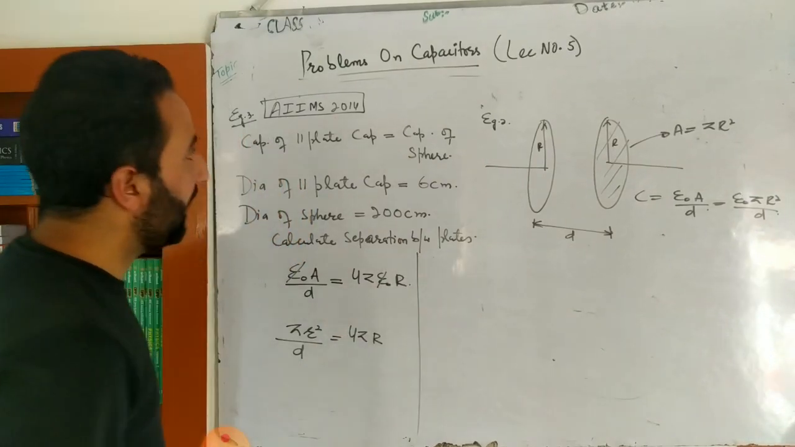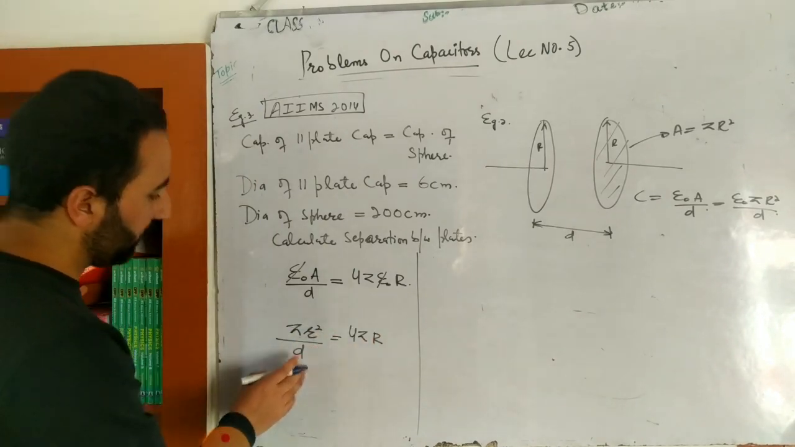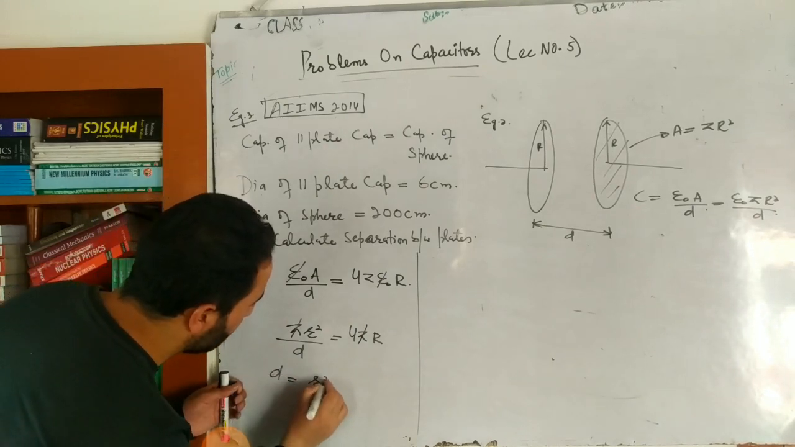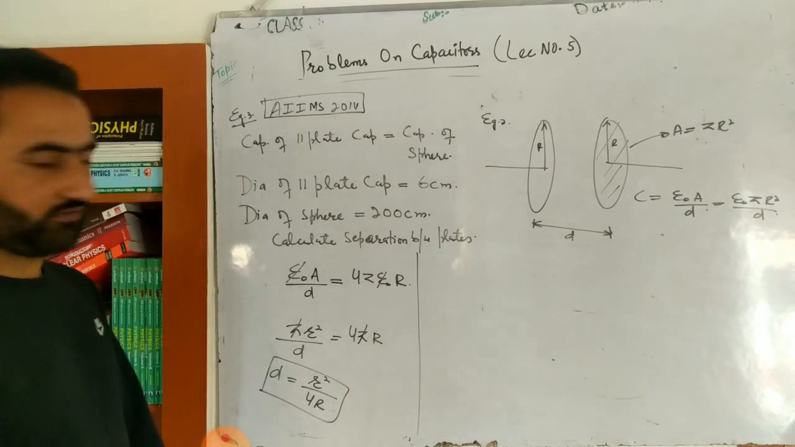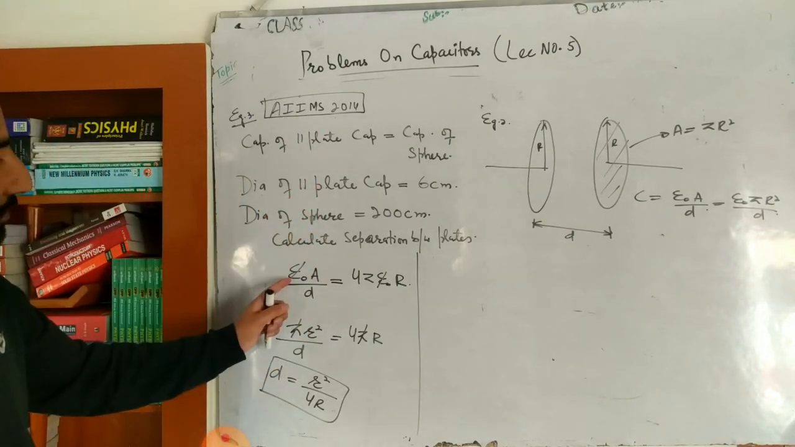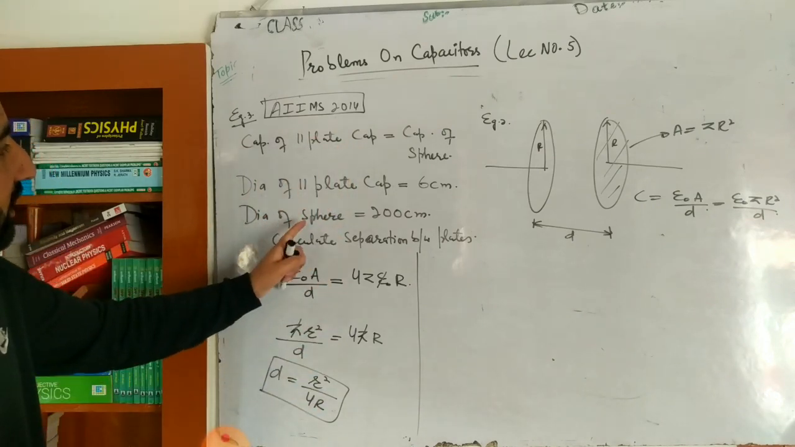Now diameters are given to you, so from there you can calculate the radius as well. Then from there you will have to calculate the separation. So this pi and pi will also cancel. D will be simply equal to r square divided by 4 times capital R. You can do the answer yourself. Where small r is the radius of the parallel plate capacitor, and capital R is the radius of the circuit.